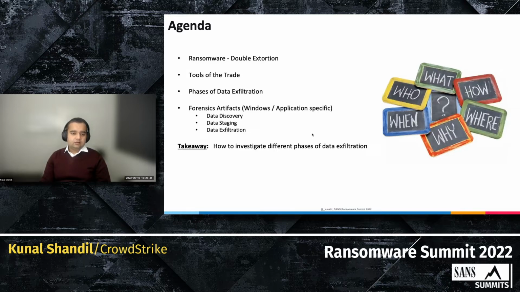So the agenda of today's talk is about double extortion aspects in recent ransomware incidents. What are the different phases of data exfiltration and what are the tools used by threat actors to achieve their objectives? During the talk, we will also try to identify what are the different log sources these tools generate when they are operated by the threat actors, and how, as a blue teamer or an incident responder, we can analyze these log sources to identify what are the actions performed by the threat actors during data exfiltration. We have lots of different artifacts to cover, so let's get started.